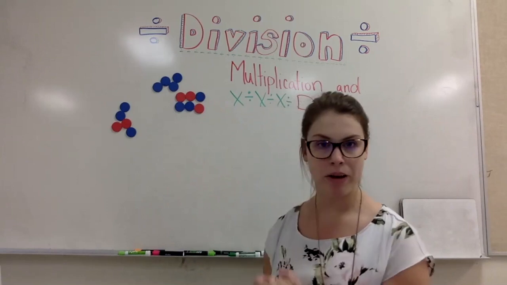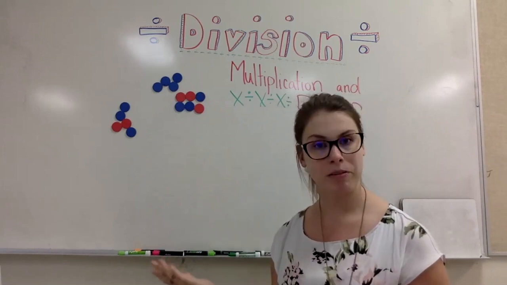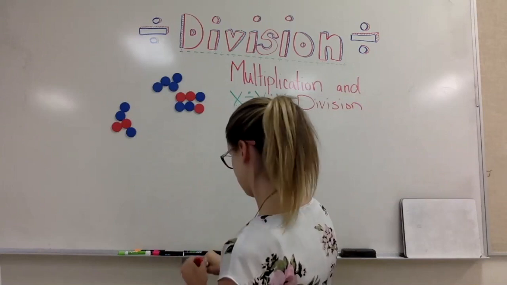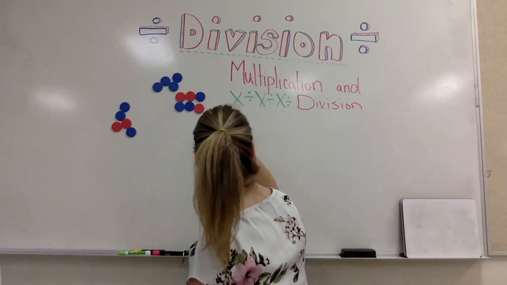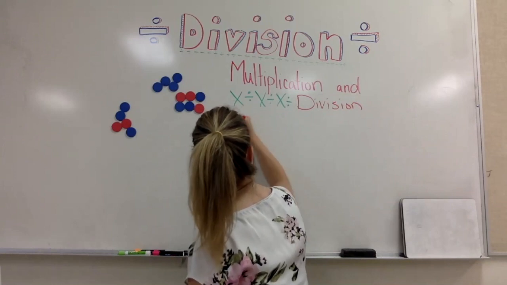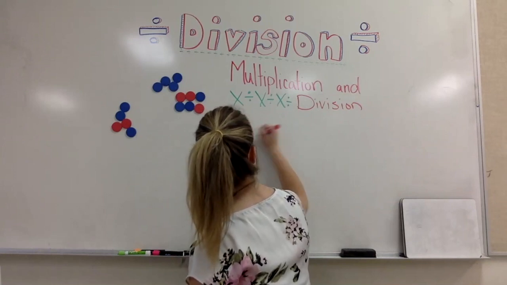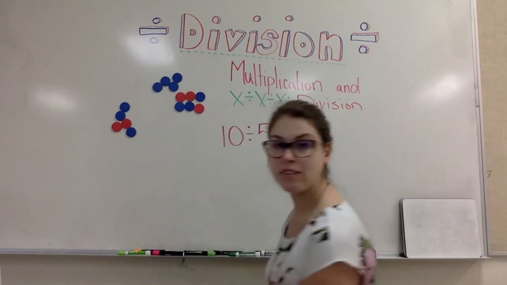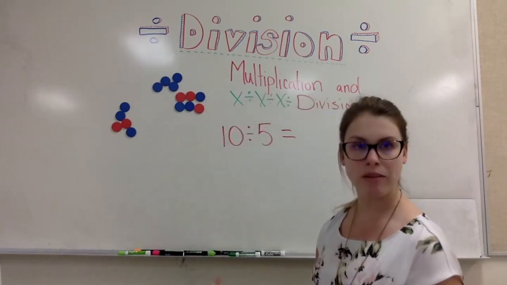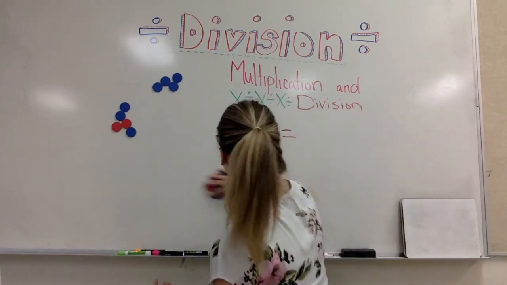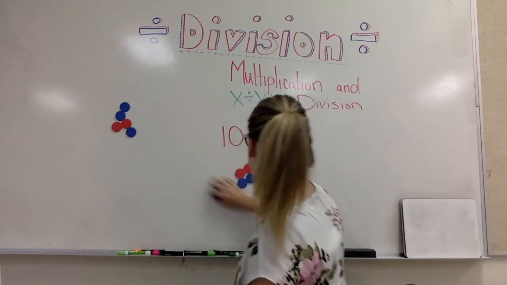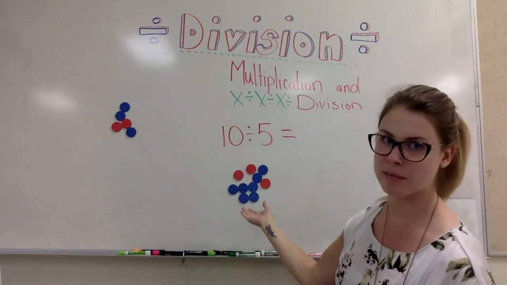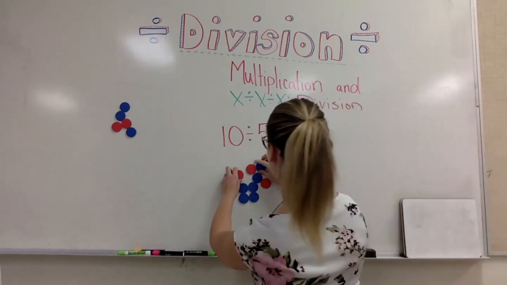This time, I'm going to write a division sentence, and we're going to make the array for that. So, I have 10 divided by 5. So my first step, make sure I have 10 counters. Is this an array? No, that's a mess. We need to make it a nice array.